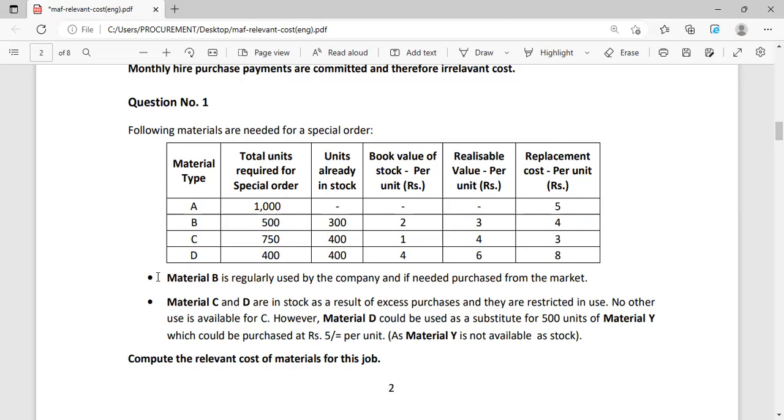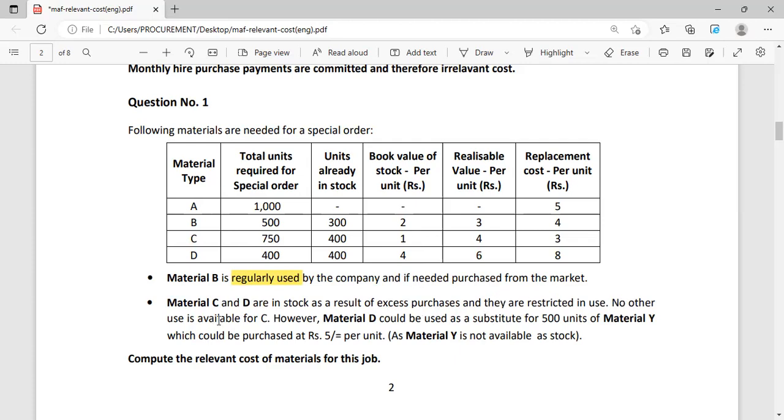Okay, additional information. Material B is regularly used by the company. As long as it's regularly used, you must replace it. You must buy once you use it. You must restock that particular material, and if needed, purchase it from the market. Then the other ones, material C and material D, are in stock as a result of excess purchases, and they are restricted in use.